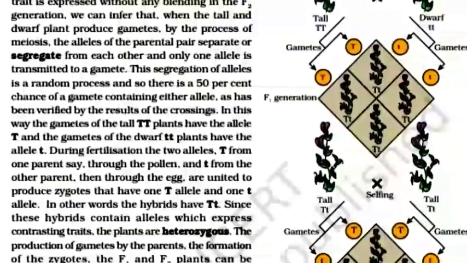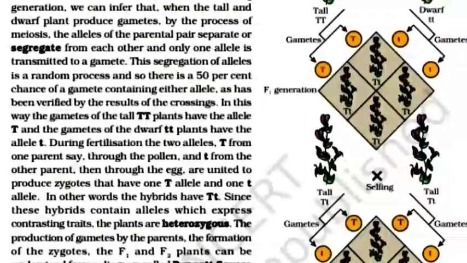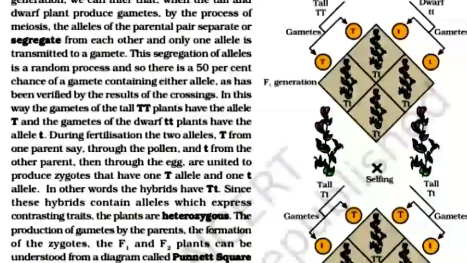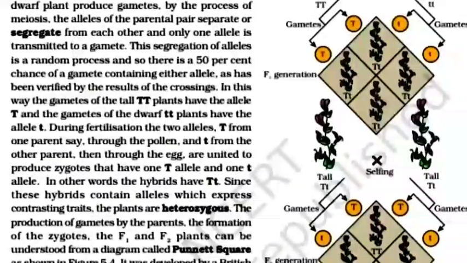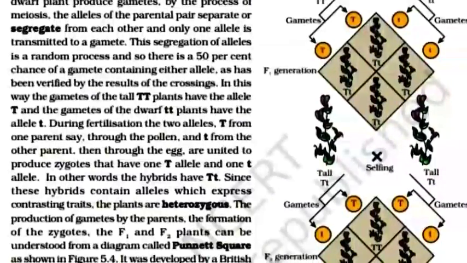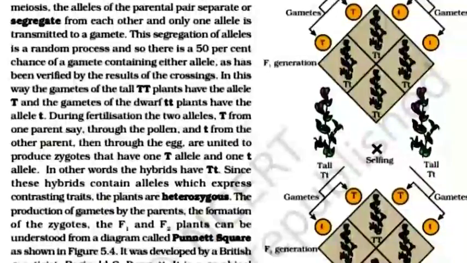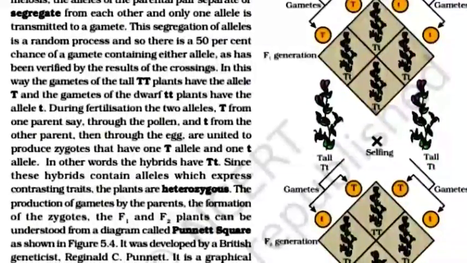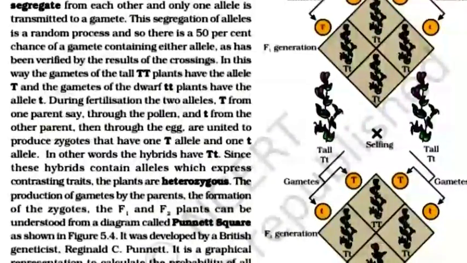This segregation of alleles is a random process, and so there is a 50% chance of a gamete containing either allele, as has been verified by the result of the crossing. In this way, the gametes of the tall capital T capital T plants have the allele capital T, and the gametes of the dwarf small t small t plant have the allele small t.